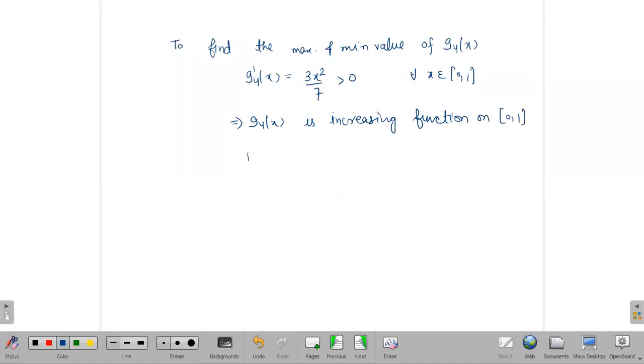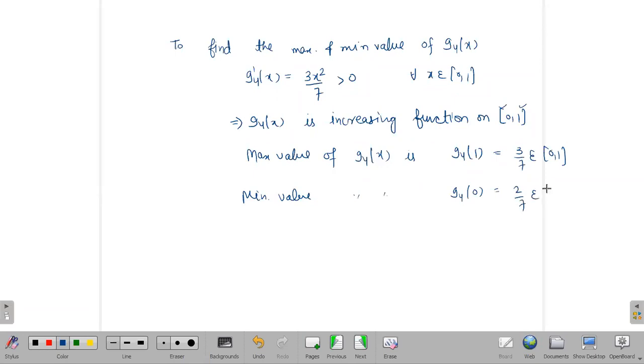So increasing means the maximum value of g4 of x is at g4 at 1. We have already found that 3 by 7 belongs to 0, 1. And the minimum value we are checking only at the boundary points because it is an increasing function, so you get the maximum and minimum values at the end points of this interval. That's why we check only the boundary points here. At 0, it is 2 by 7, which belongs to 0, 1.